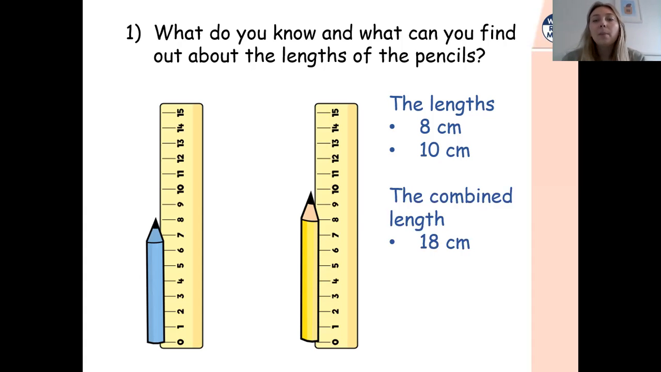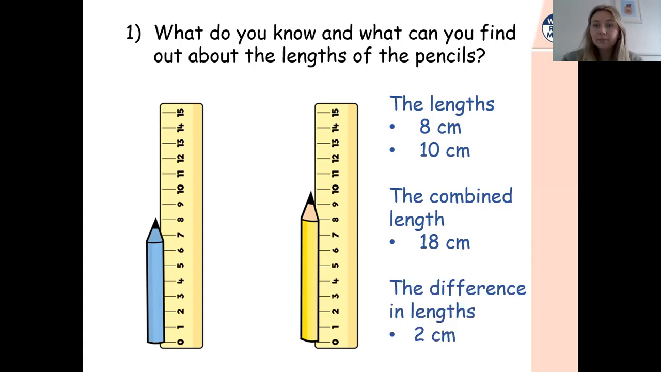Okay, next, the combined length. Now, the word combined means we have added the two lengths together. So we've added 8 and 10 to make 18. So if we were to put the blue pencil on top of the yellow pencil, it would be 18 centimeters long. 8 and 10 equals 18.